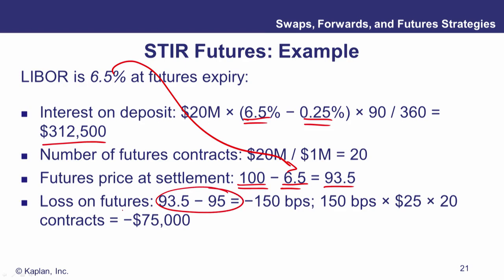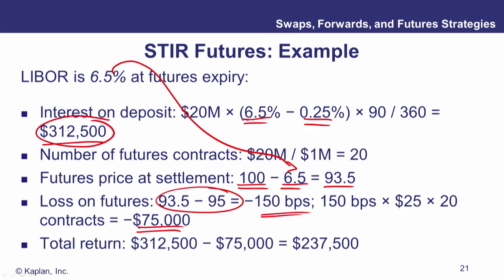It's symmetrical. We've lost 150 basis points, so we've lost 75,000. But don't forget, we got more interest on the deposit because of LIBOR going up. And yes, you've guessed it, 312,500, minus the 75,000 loss on the STIR, gets us to 237,500, the number, once again, that we knew was our ultimate destination.